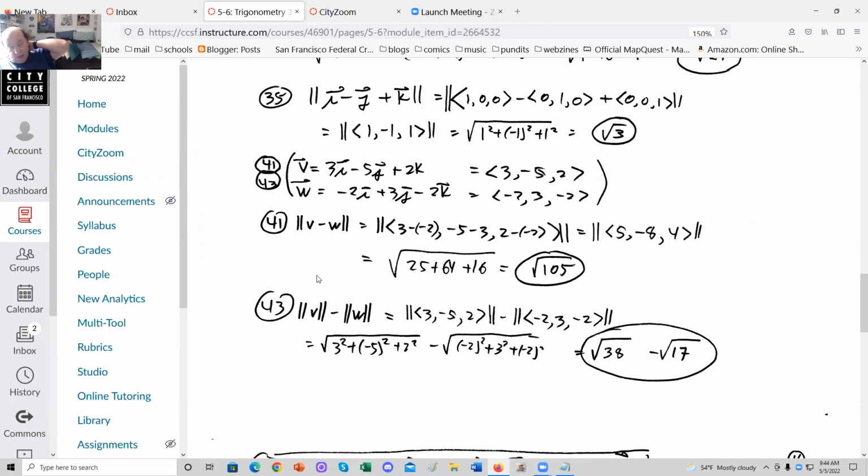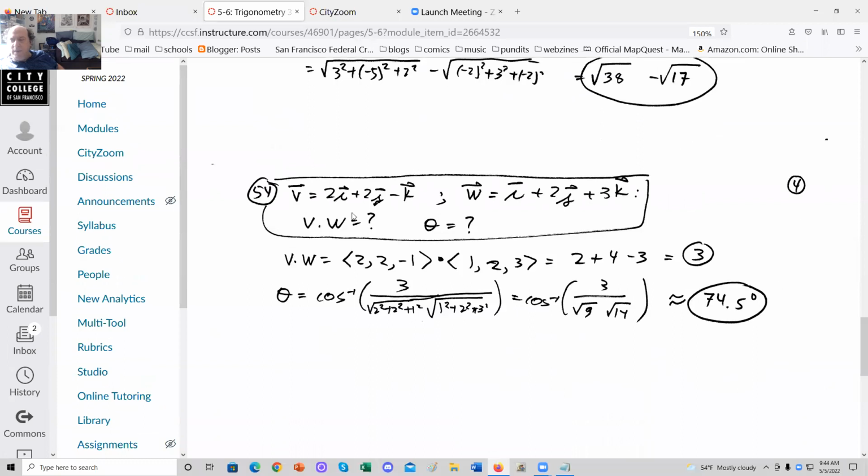Now the difference of the lengths, well, length of 3, -5, 2 minus length of -2, 3, -2. For this, square root of the sum of squares. Square root of 3 squared plus -5 squared plus 2 squared, minus this, square root of -2 squared plus 3 squared plus -2 squared. For a bit of arithmetic, that gets you root 38 minus root 17. Now, it should be fairly obvious that these are entirely different quantities.